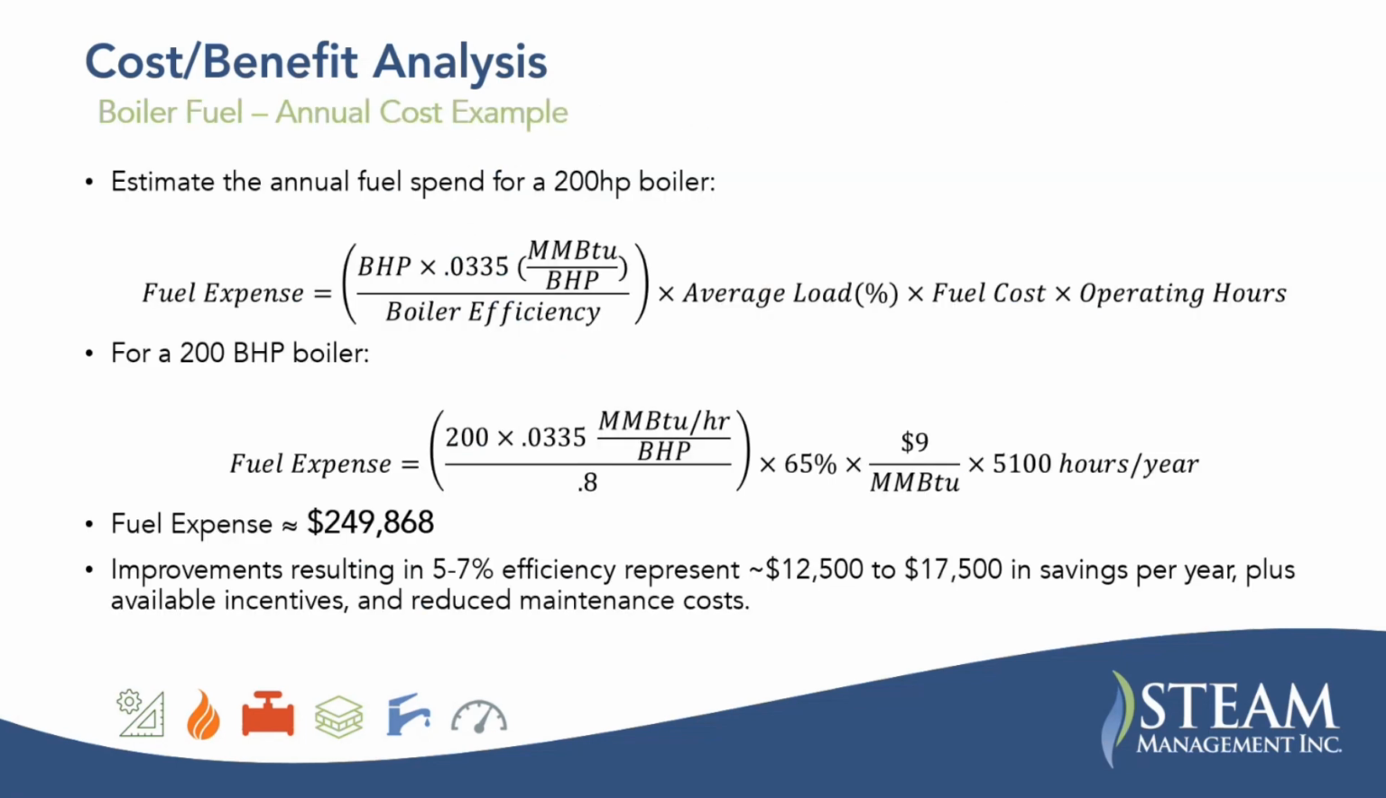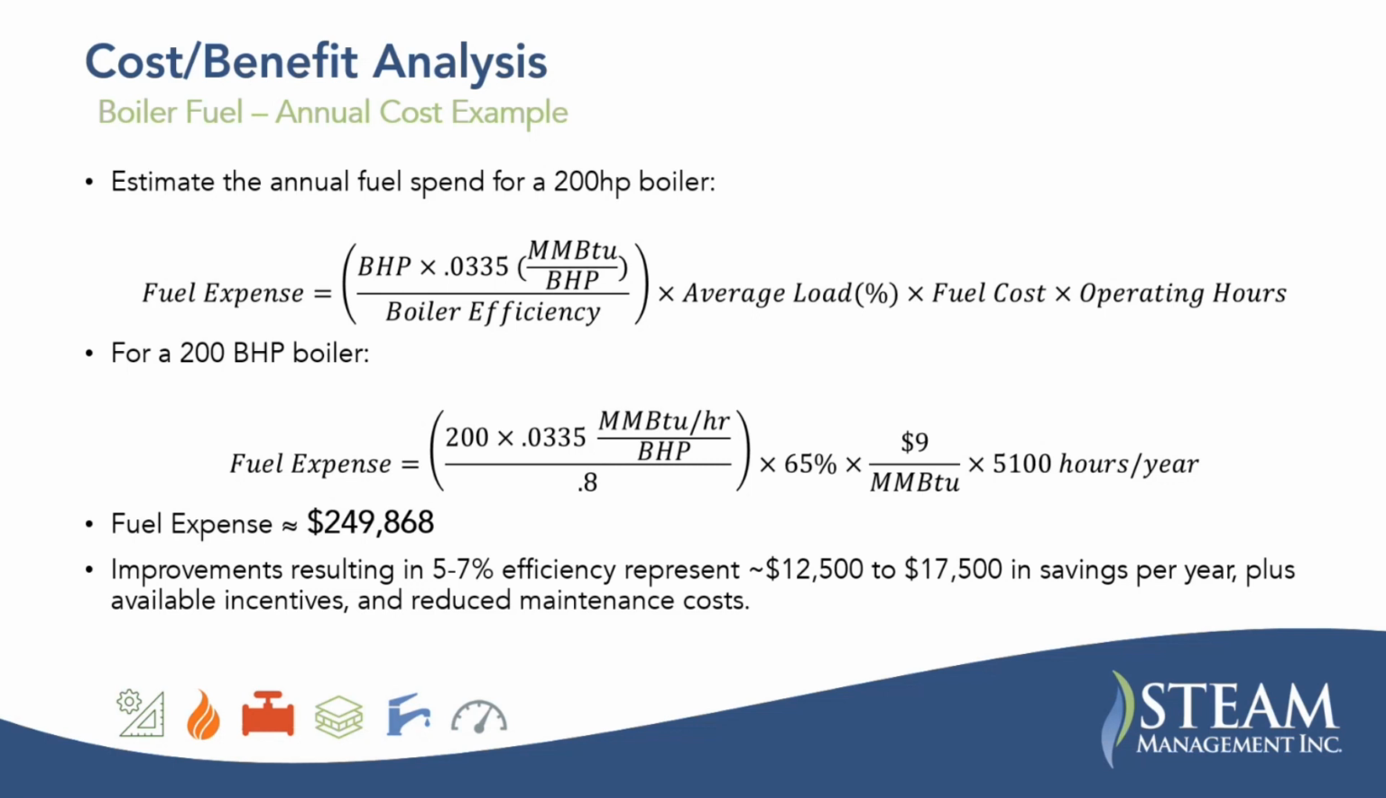So here's an annual cost example. Estimate the annual fuel spend for a 200 horsepower boiler. Fuel expense equals boiler horsepower converted to 1,000,000 BTUs divided by your boiler efficiency, which gives your firing rate, times your average load, times your fuel cost, times your operating hours. So for a 200 horsepower boiler, you get the 200 there divided by 80% efficiency, which is a pretty conservative number for a fire tube boiler.